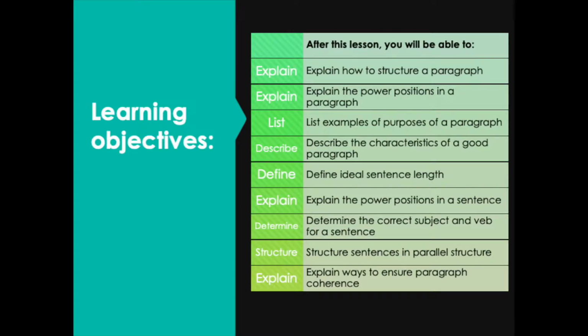Paragraphs together make up sections, and sections make up the entire scientific paper or grant proposal. So let's begin by looking at the learning outcomes for this lesson. After this lesson, you will be able to explain how to structure a paragraph, explain the power positions in a paragraph, list examples of purposes of a paragraph, describe the characteristics of a good paragraph, define ideal sentence length, explain the power positions in a sentence, determine the correct subject and verb for a sentence, structure sentences in parallel structure, and finally explain ways to ensure paragraph coherence.